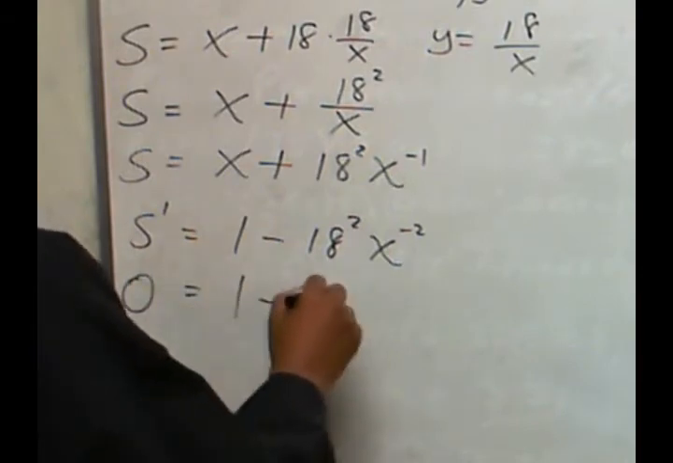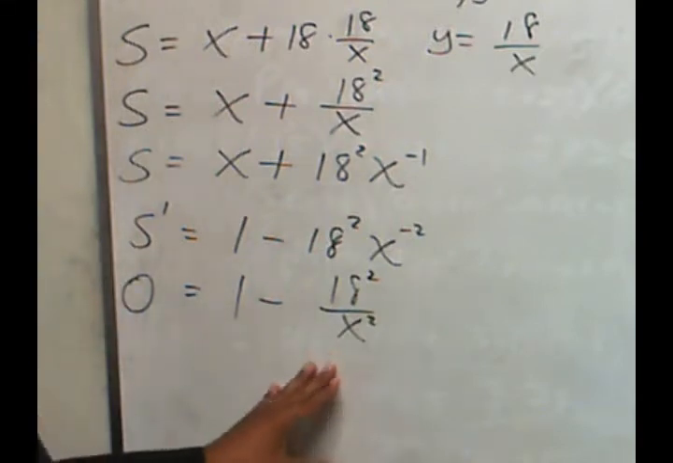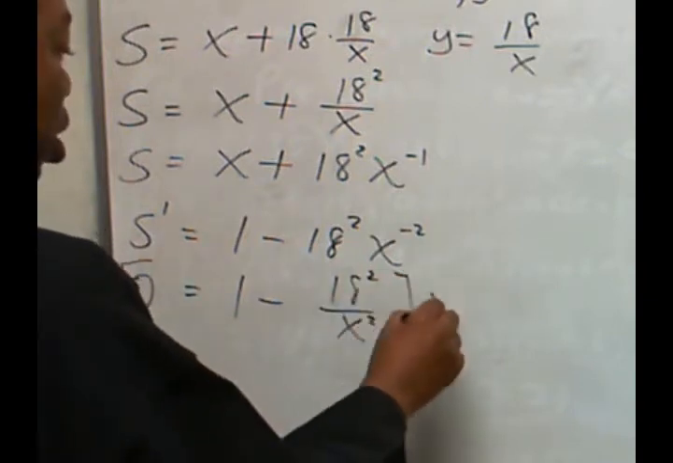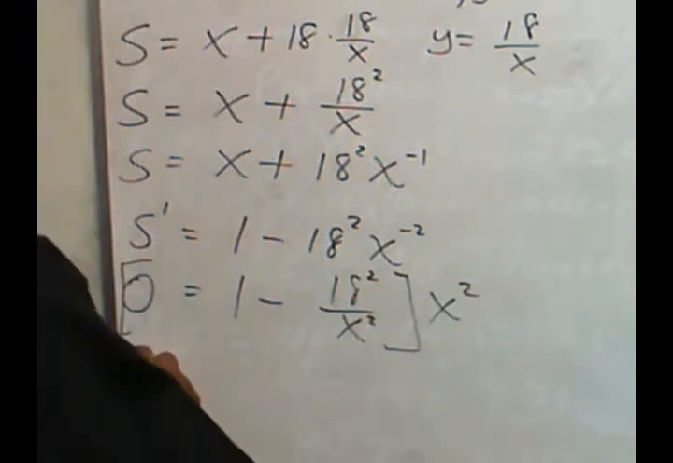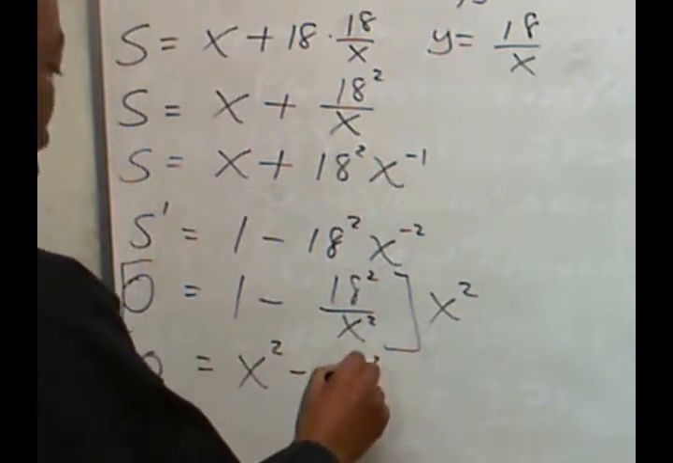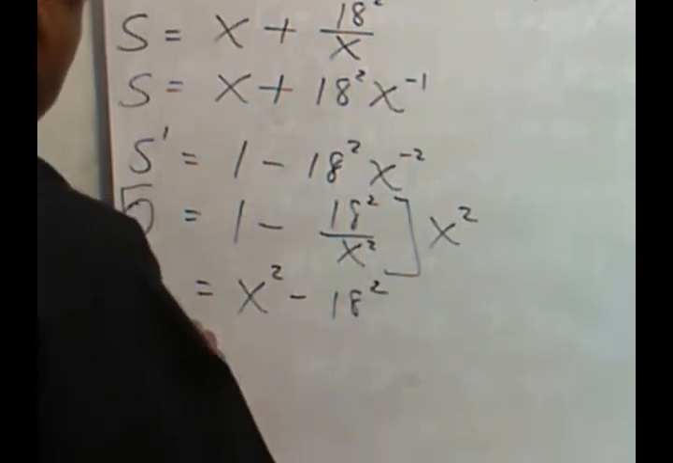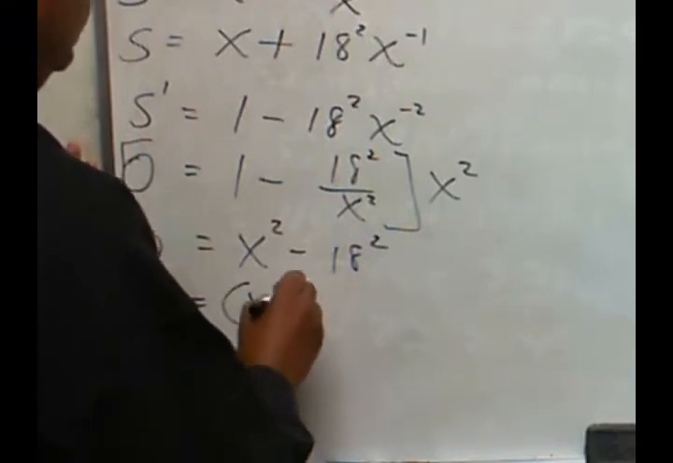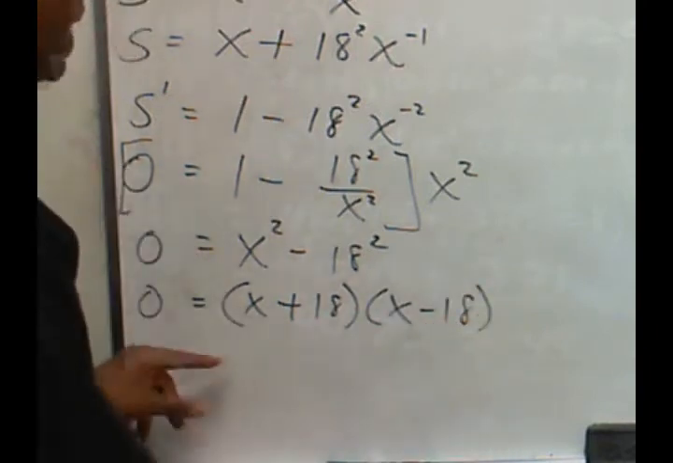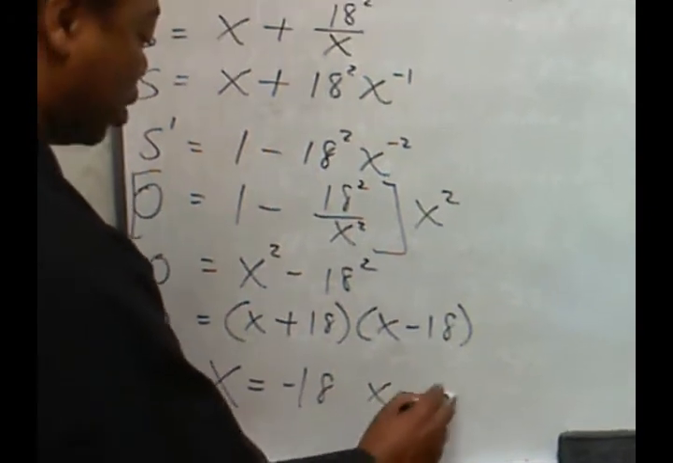I have 1 minus 18 squared all over x squared. And I'll solve for x. Here I'll multiply both sides by x squared, giving me 0 equals x squared minus 18 squared. Now this is the difference of two squares, so I'll get 0 equals x plus 18 and x minus 18. And when I solve these for x, I'll get x equals negative 18 and x equals positive 18.